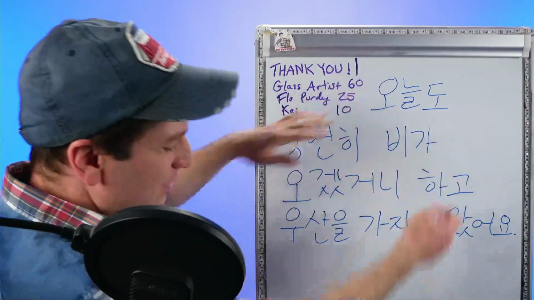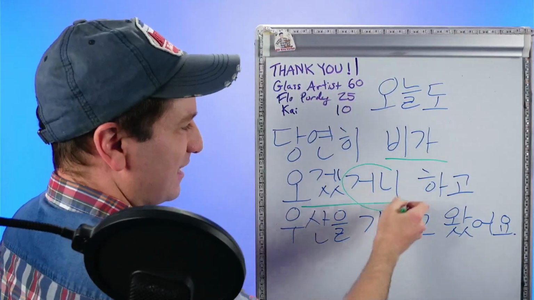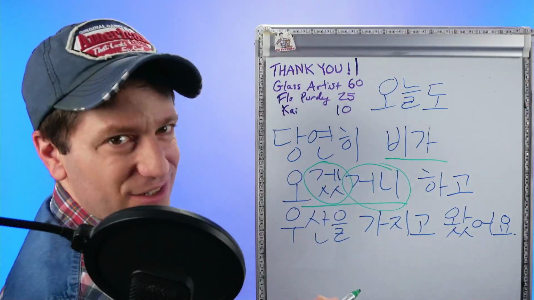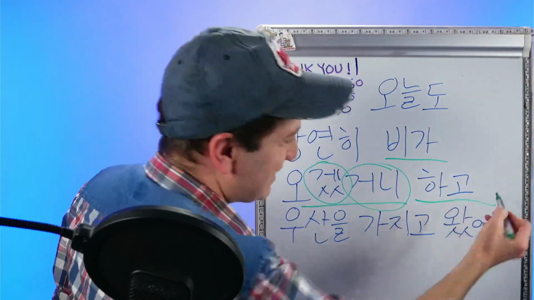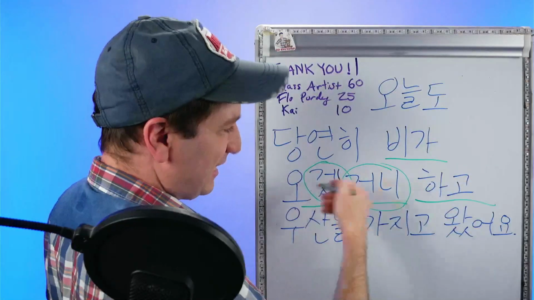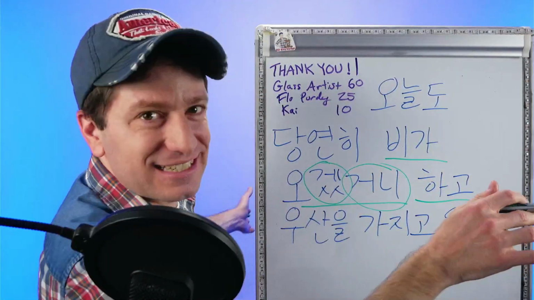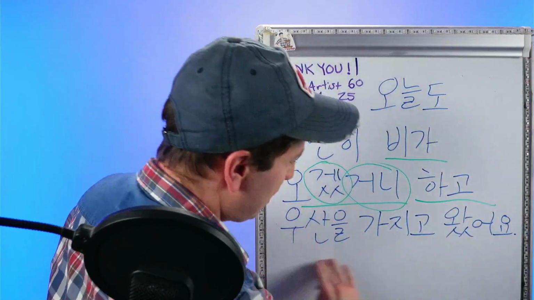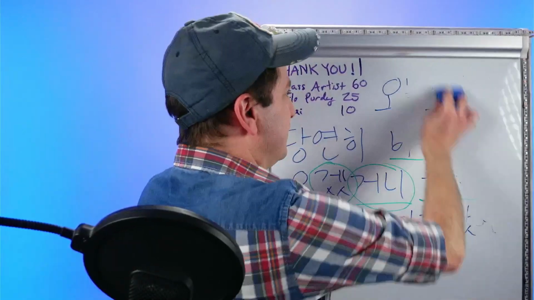So if we just look at this part of the sentence, yes, I agree, or I confirm that it will, or would, or must rain. I think that and. So I think, yes, of course it's going to rain, and brought my umbrella. 오늘도 당연히 비가 오겠거니 하고 우산을 가지고 왔어요.